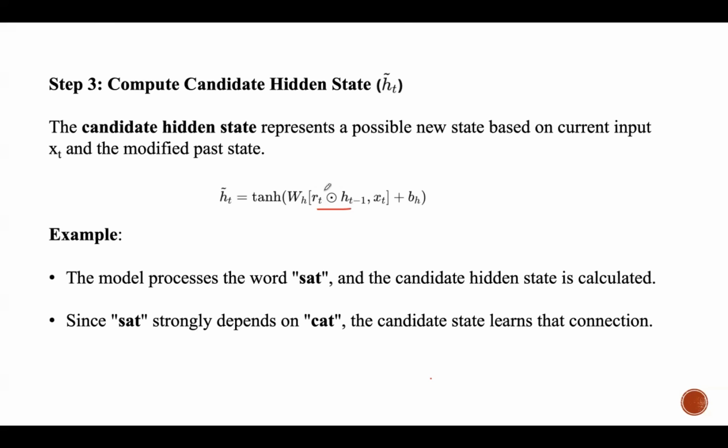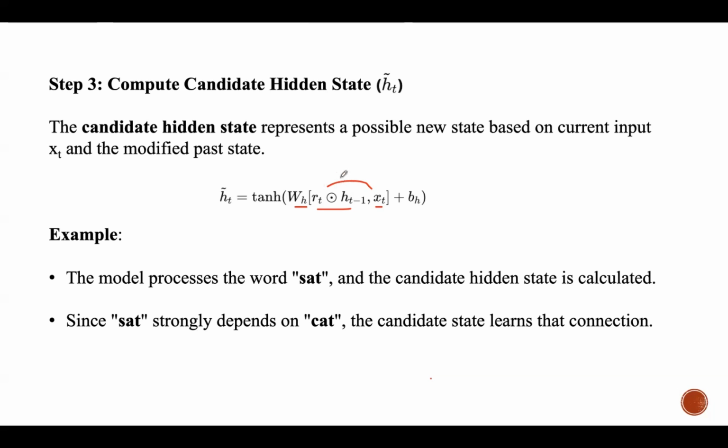So the reset gate modulates ht minus 1 and controls how much of the past information influences this ht hat. And we have Wh, which is a weight matrix that transforms the concatenation of this rt element wise multiplied with ht minus 1, and xt. So we are taking both these values and applying this weight matrix on that.